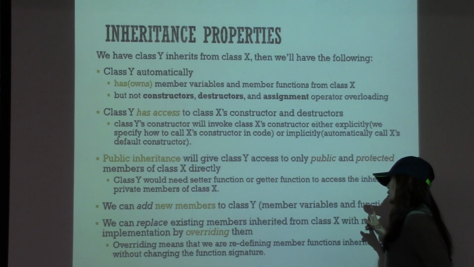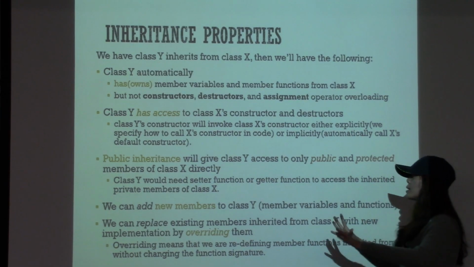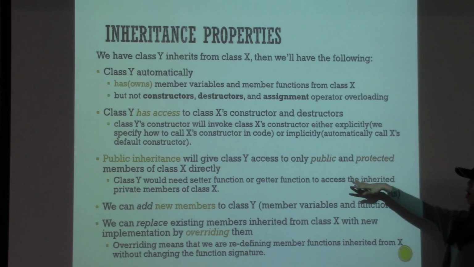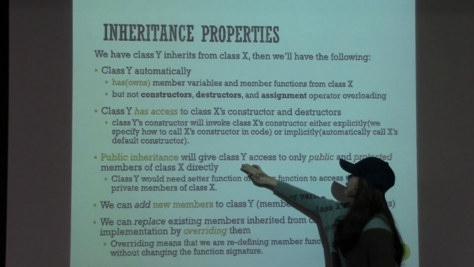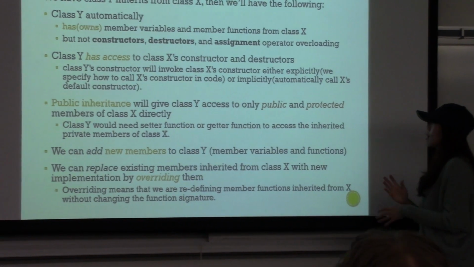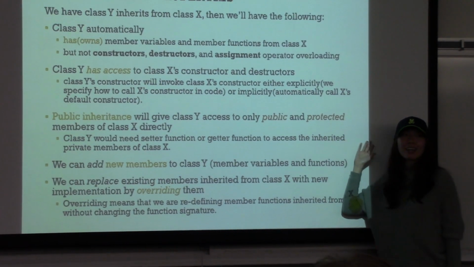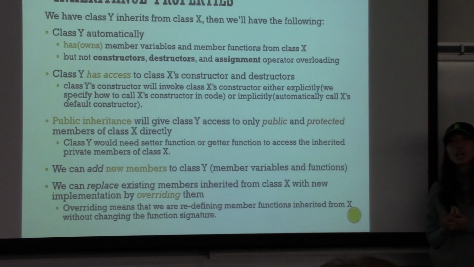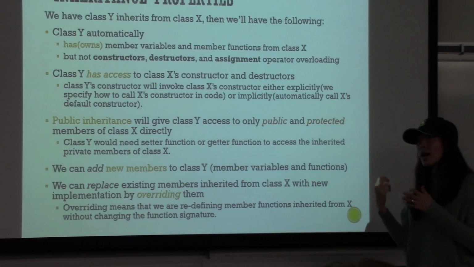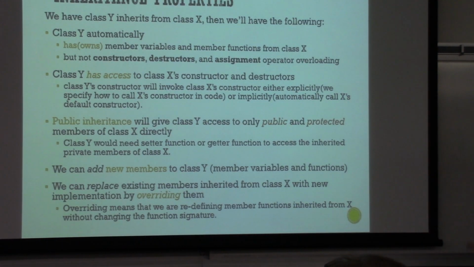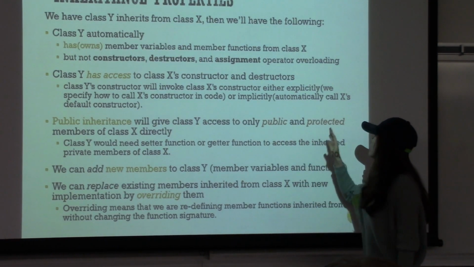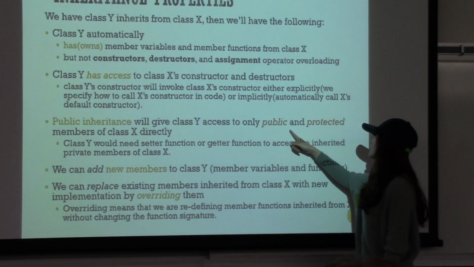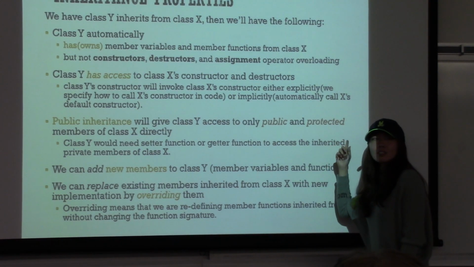There are different types of inheritance we're going to talk about at the very end, so don't worry about it right now, because we'll only be doing public inheritance for this class. Public inheritance will allow class Y to have access to public and protected variables. We have not talked about protected and how to use it, but have told you that there's public, private, and protected. This is where protected is useful, because for inheritance, you not only have access to public, you also have access to protected.